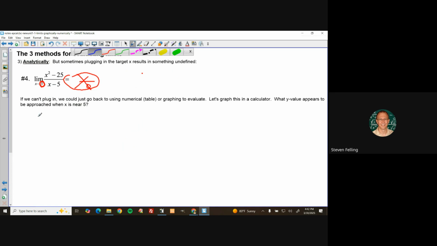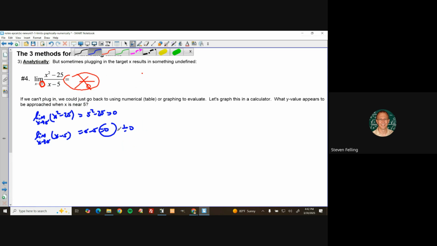We're going to say, let's take the limit as x approaches 5 of the numerator, x squared minus 25. And that's 5 squared minus 25, which is 0. And the denominator, the limit as x approaches 5 of x minus 5, is also 5 minus 5, which is 0, right? Which means I've got a divide by 0 situation there.